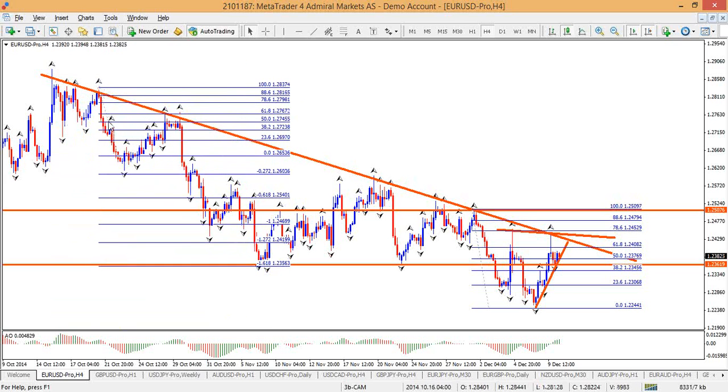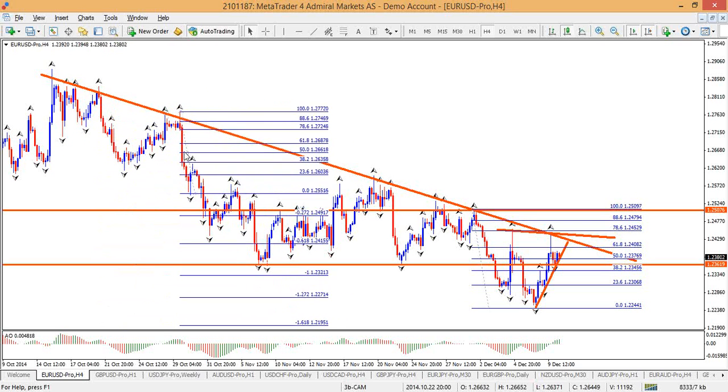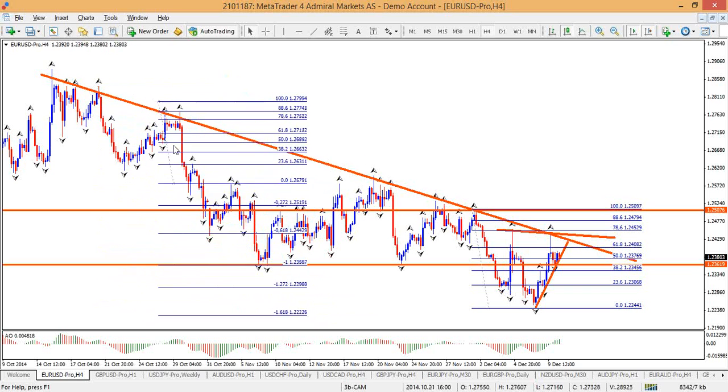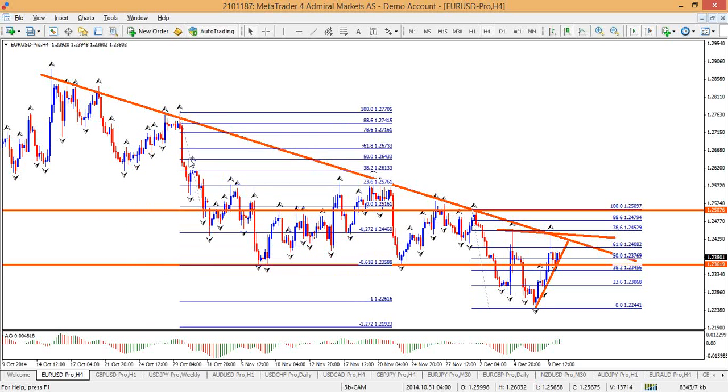So let me do it again. I have to do this swing high, swing low. It stays the same. Alrighty. If that's unclear, let me know.